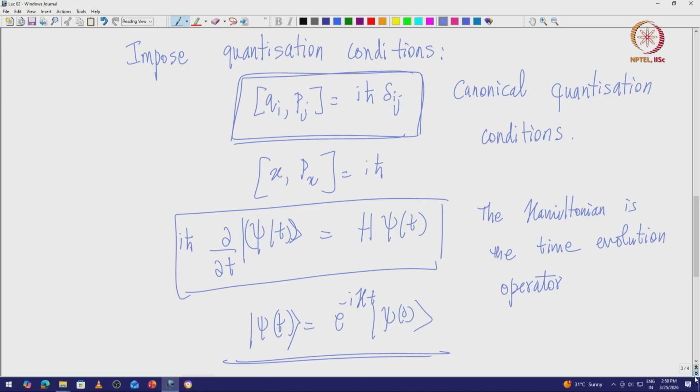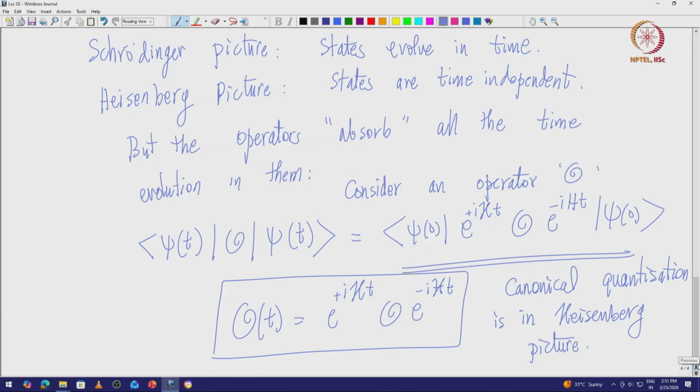Then I move to the difference between the Schrodinger picture and the Heisenberg picture. In the Schrodinger picture, the states evolve in time because the wave functions evolve in time, whereas in the Heisenberg picture the operators evolve in time, and we have given a simple example. This is all a review of your basic quantum mechanics, but it is also an introduction to canonical quantization, what exactly canonical quantization means.